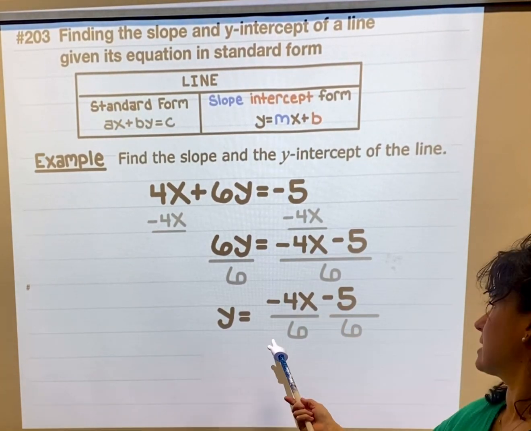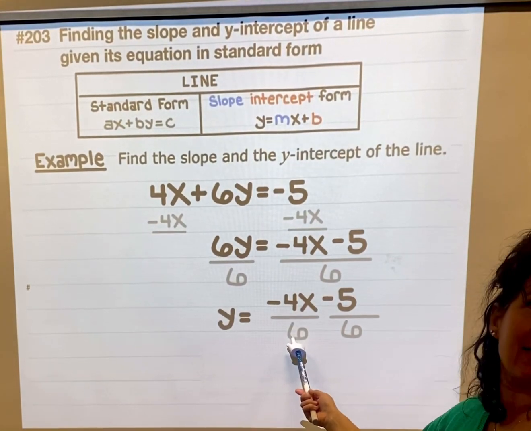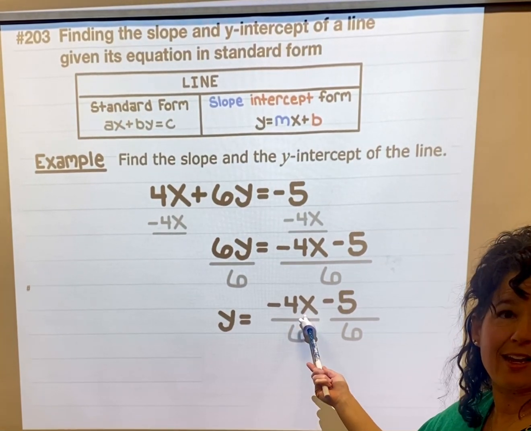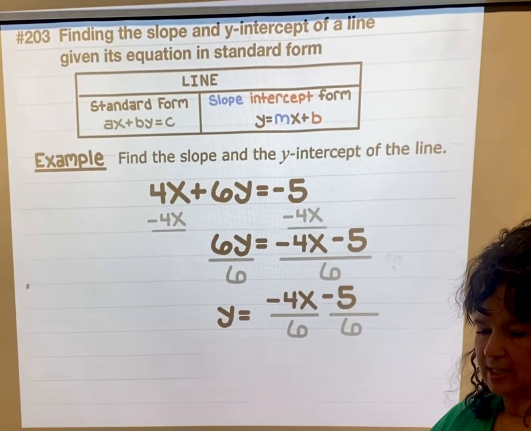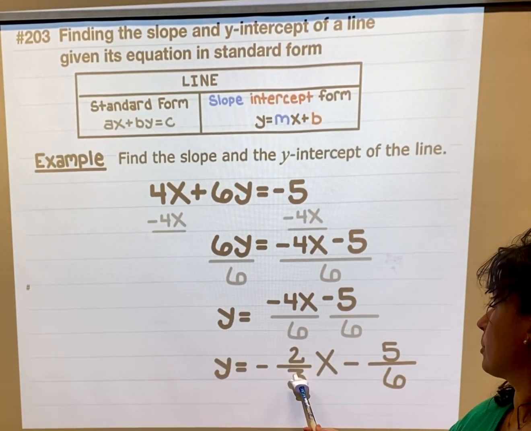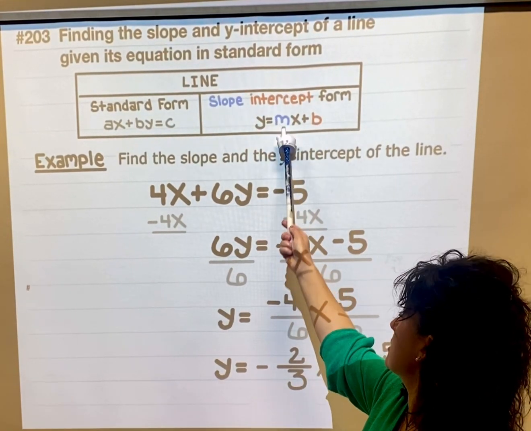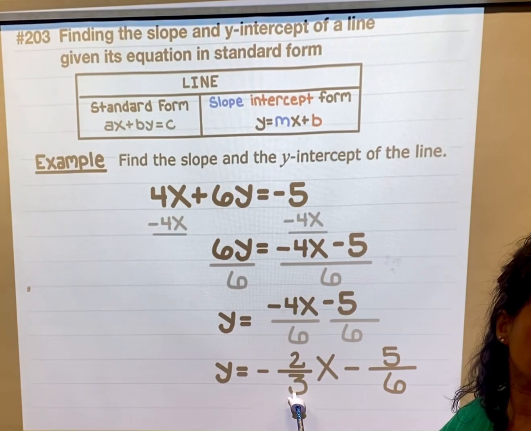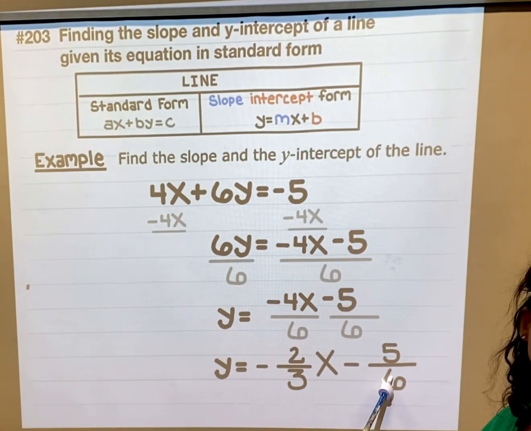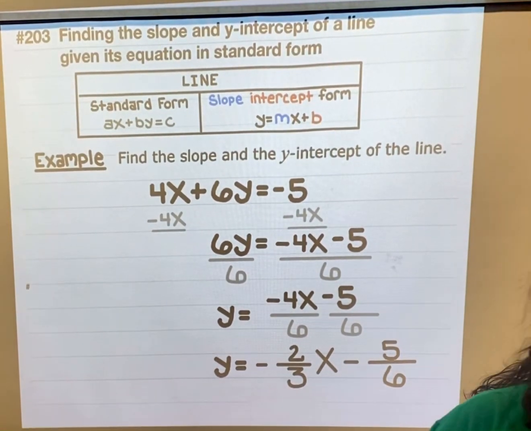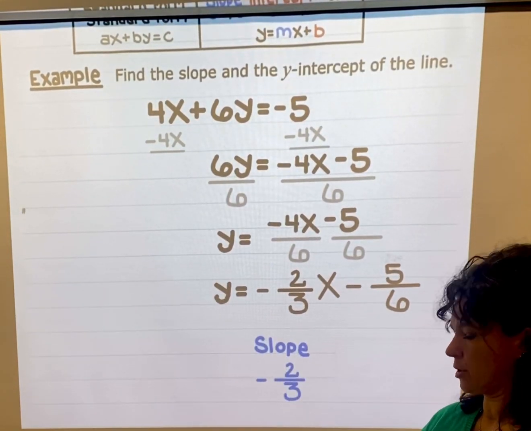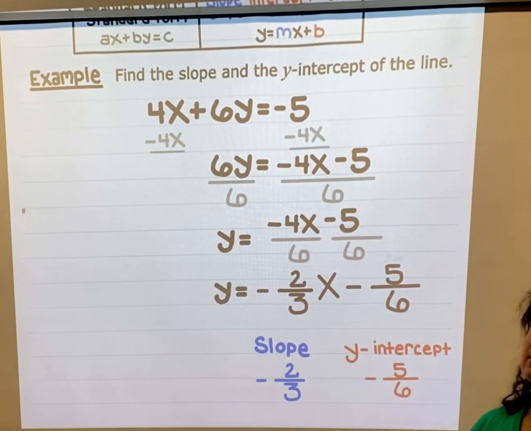Just to finish it off, I want to simplify, and 2 fits into both 4 and 6, so that'll be negative 2/3. And the x can go out to the side, and then I have minus 5/6. So I have negative 2/3 x minus 5/6. The number in front of the x is the slope, so I know that negative 2/3 is my slope. And then the number at the end is my y-intercept, so it's going to cross the y-axis at negative 5/6. So slope again there is negative 2/3, and the y-intercept is negative 5/6.